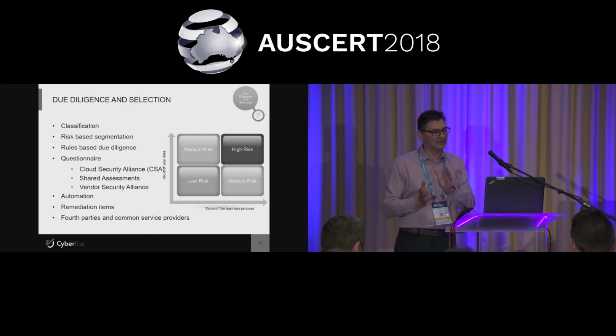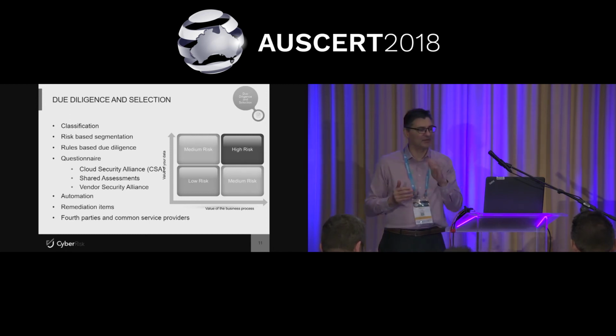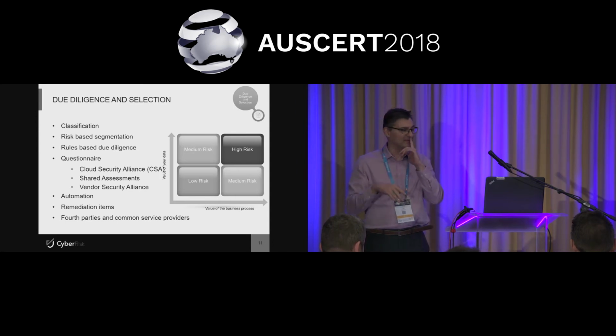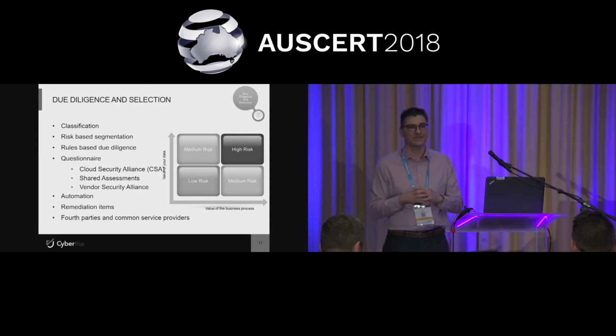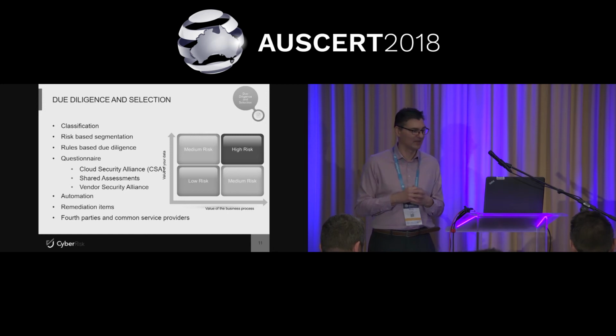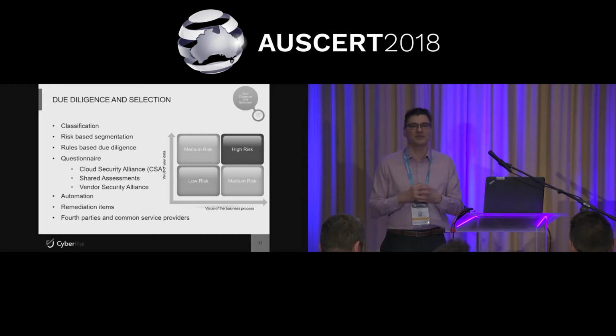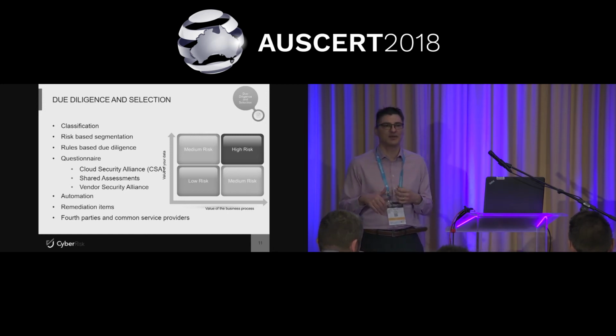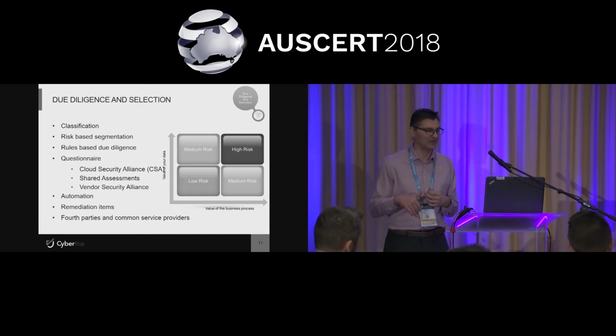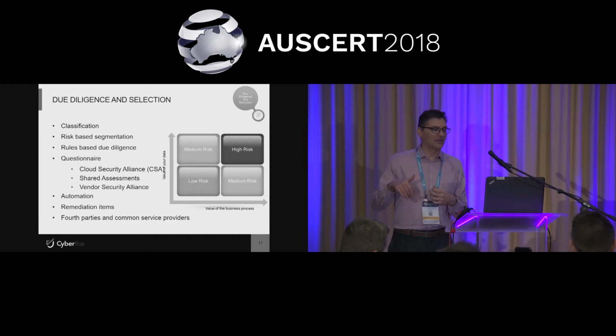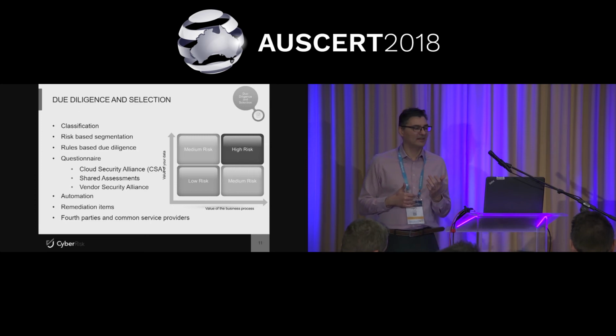So what I like to use in order to assess the third party is an axis. On the vertical axis is the value of the data. So how important is that information? And then set that against the value of the business process or the activity that the third party is performing for you. So if you're giving a third party high value data, and they're conducting a very important or critical business process, then you put them in the high risk bucket.